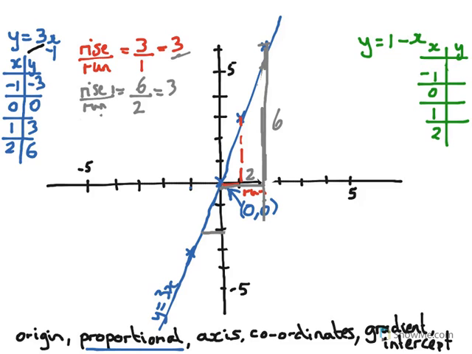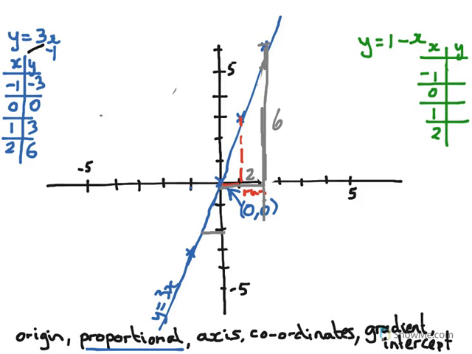So the gradient of this graph is 3, which is what we would expect, because all straight line equations have the form y equals mx plus c. We can see that there is no intercept, so c in this particular case would be 0. And we would expect the gradient to have the value of 3 because we know that it's going to be the rise over run. So that's the first line that we've drawn.